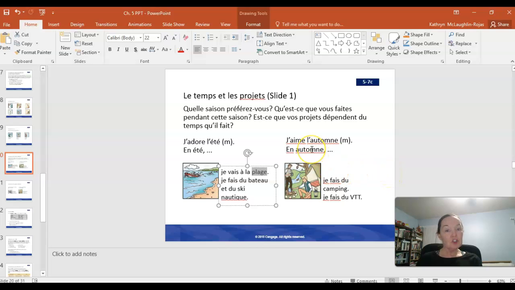Et j'aime l'automne. Oh, this looks like autumn in English. I like autumn, en automne, and notice that the M is silent there. We're just pronouncing the S. Je fais du camping. Oh, I go camping. Je fais du VTT. VTT is like, what do you call those bikes you ride on all terrain, I guess.